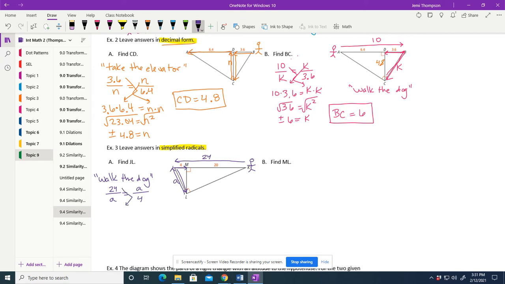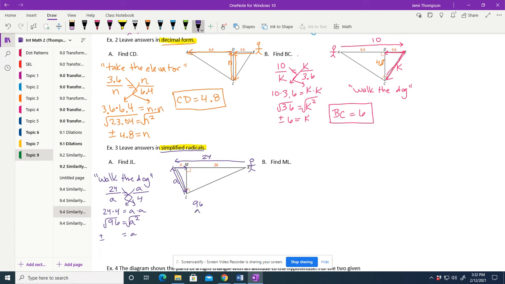Hopefully you're able to set that up on your own and maybe even solve it on your own. Or start to, that's fine too. We get 96 is equal to a squared. When I take the square root of the left and the square root of the right, I always get positive and negative, but 96 is not a perfect square. Okay, you might be tempted to plug that in your calculator, but this says to leave answers in simplified radicals.